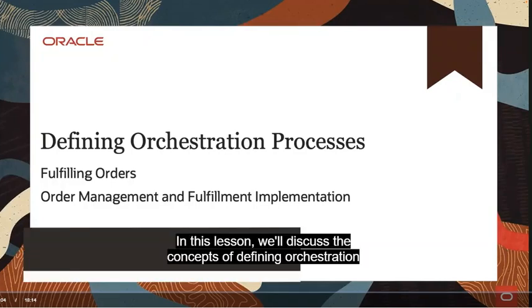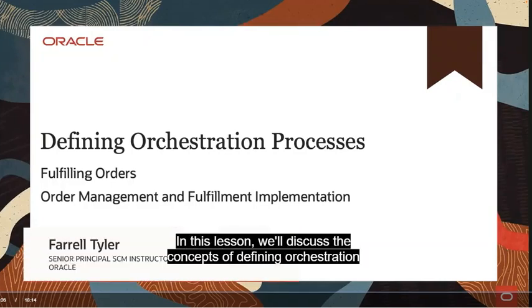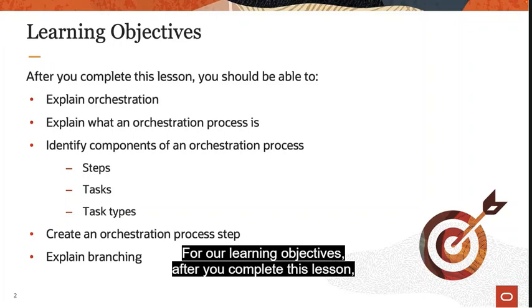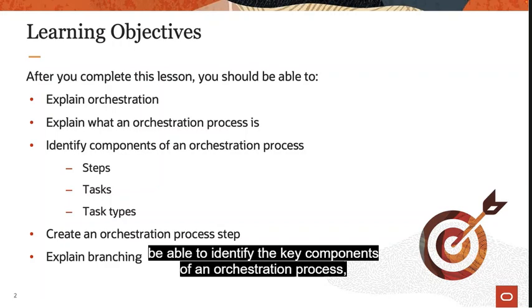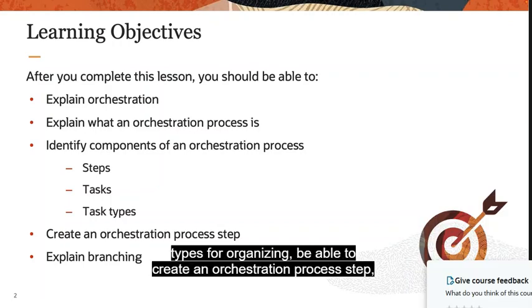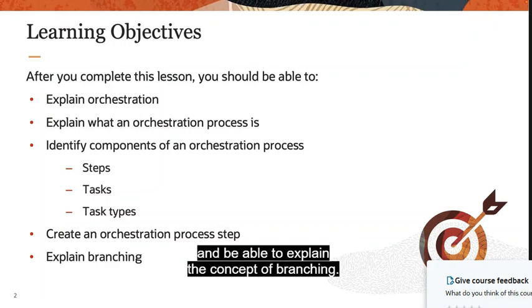In this lesson, we'll discuss the concepts of defining orchestration processes. For our learning objectives, after you complete this lesson, you should be able to understand the concept of orchestration, be able to explain what an orchestration process definition is, be able to identify the key components of an orchestration process, including the sequential steps, executable tasks, and task types for organizing, be able to create an orchestration process step, and be able to explain the concept of branching.